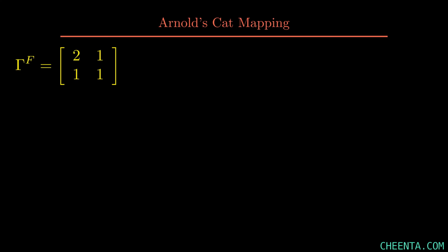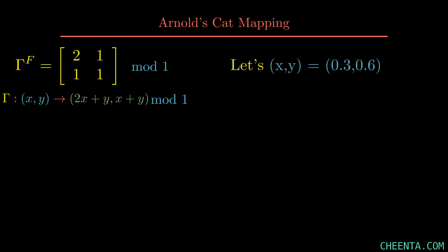But this matrix alone can't represent the transformation which is related to the torus. We need some additional constraints, and for this particular case, using the constraint of mod 1, this particular mapping is called Arnold's cat mapping. Now using any vector x and y, we will see that it is mapped to the vector 2x plus y and x plus y, mod 1, and this mod 1 signifies that the mapping only takes the value of the fractional part.